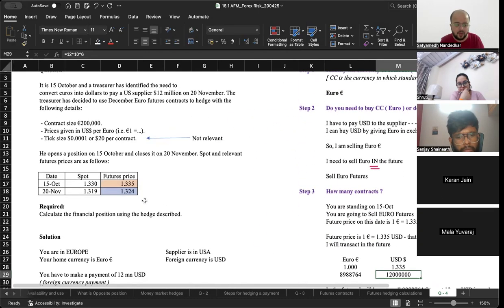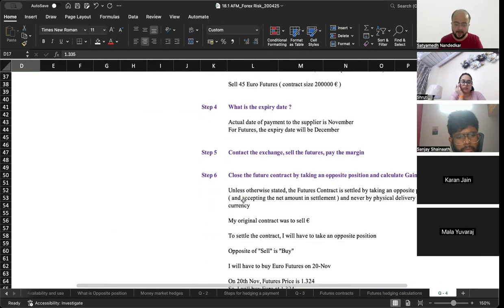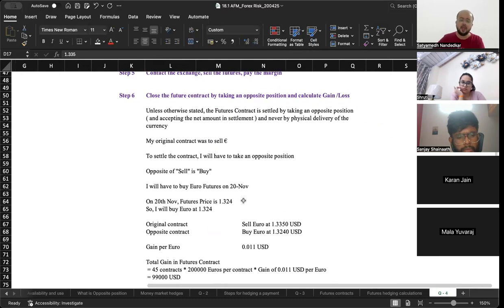What is the futures price on 20th of November? 1.324 is the future price. That means if the original contract was to sell euro for 1.335, the opposite position contract is to buy euro for 1.324. And why are we talking in terms of euro? Because euro is the currency of contract. Because here the standard contract size is given in euros, so my currency of contract is also the euro. Now, original contract is to sell euro at $1.3350.